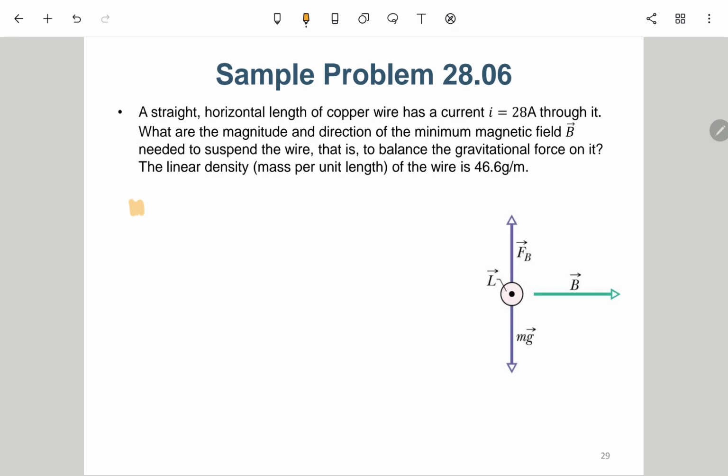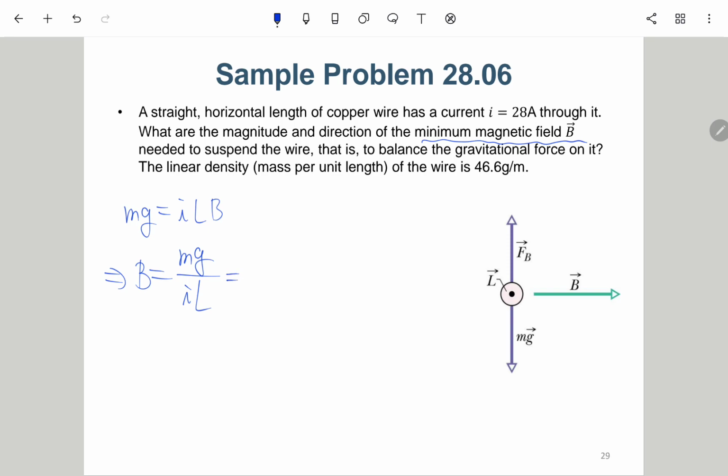mg equals this F_B, which is I L cross B, and suppose L and B are perpendicular to each other. So it is nothing but I times L times B. So here we should have B equals mg over IL. Okay, so it asks you what is the minimum B field needed to suspend the wire.